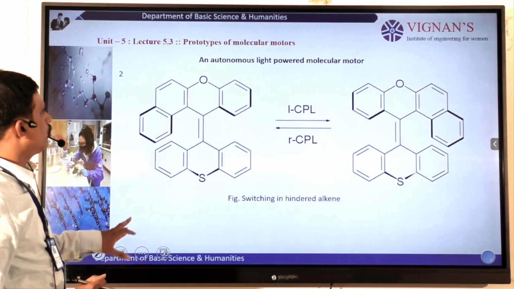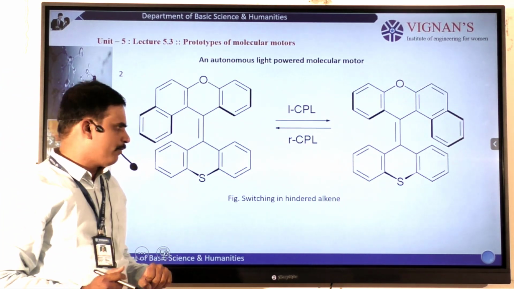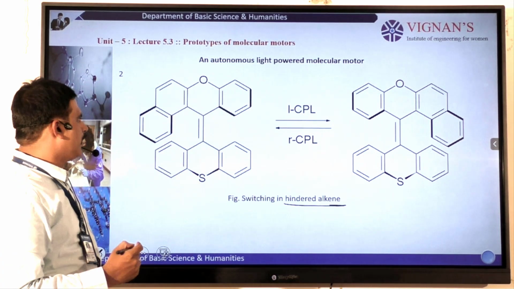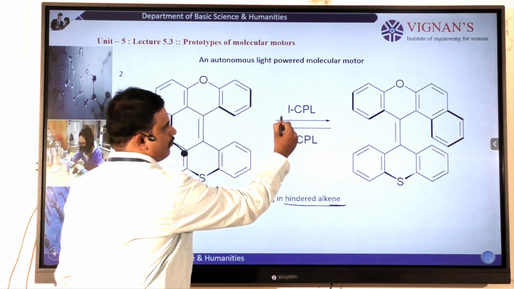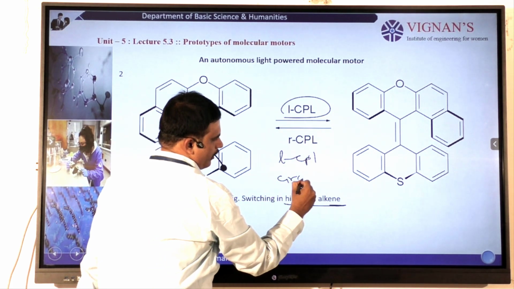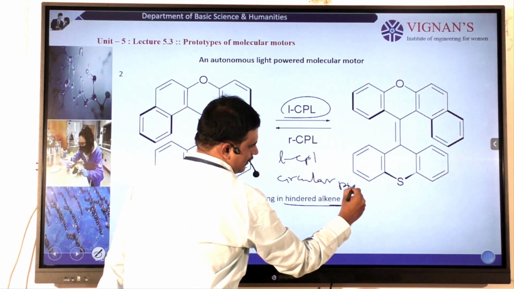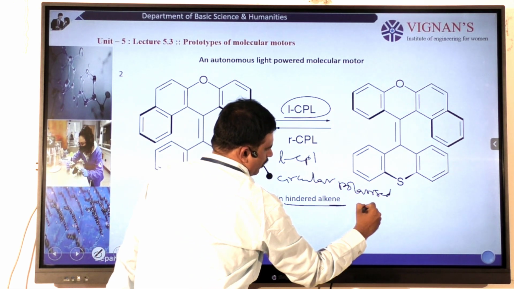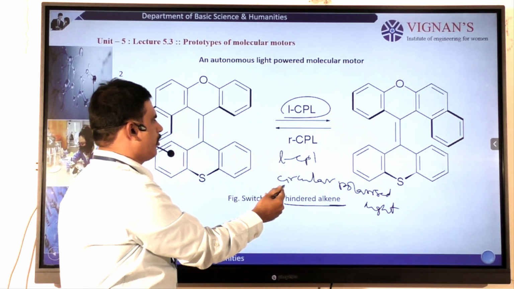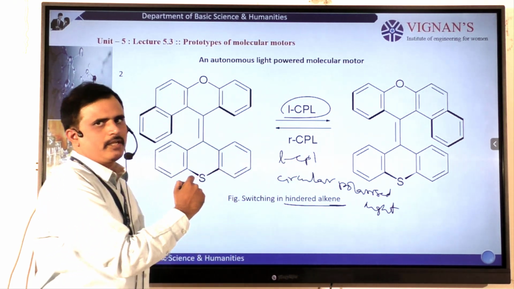And the last molecule about this example, here we observe another example, a hindered alkene, and here we observe CPL, that is circular polarized light. In light, there is left circular polarized light and right circular polarized light.